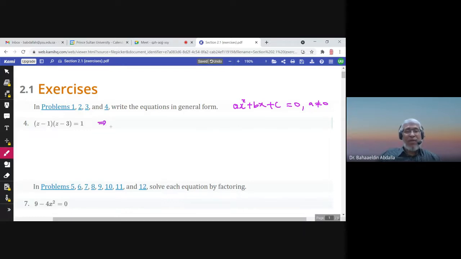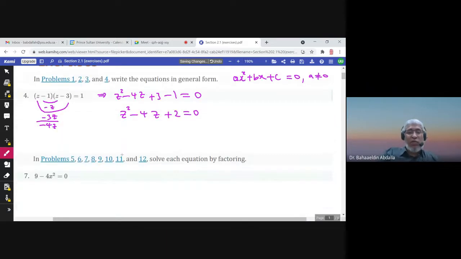So we have to expand the left-hand side. Z times z will be z square. And -1 times z is negative z. And -3 times z is negative 3z. If we add these two, we get negative 4z. So we'll have negative 4z. And -1 times negative 3 is positive 3 equals 1, or I can bring 1 to the other side with a different sign. So z square minus 4z, 3 minus 1 is 2. That's the equation written in general form.